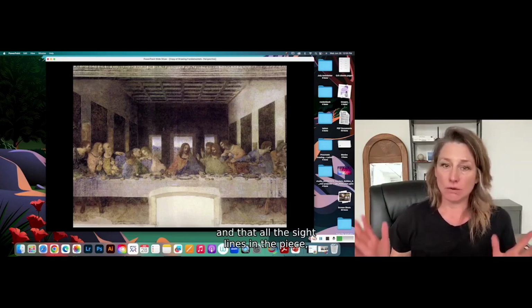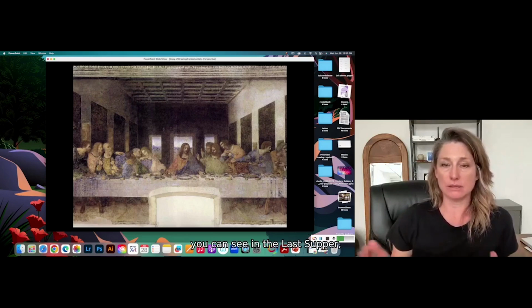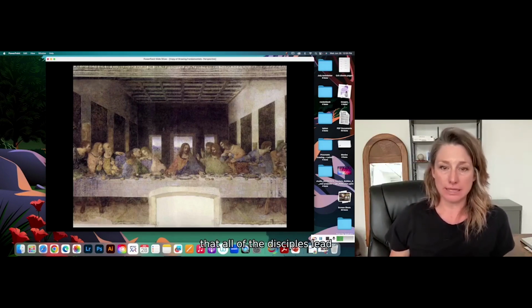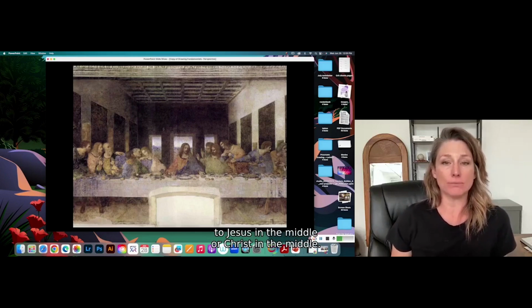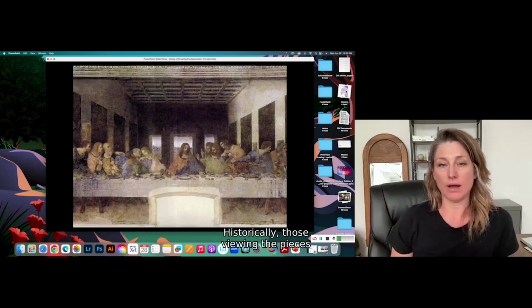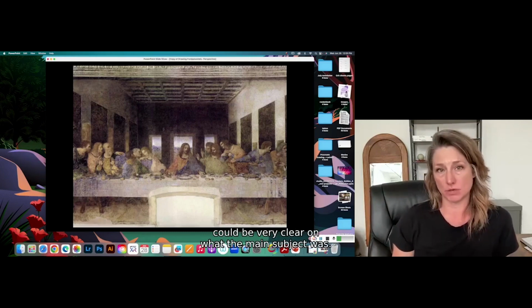middle and that all the sight lines in the piece, so you can see in the Last Supper, Da Vinci's Last Supper, that all of the disciples lead to Jesus in the middle, or Christ in the middle, and that all of the architecture also is leading to that. So historically, those viewing the pieces could be very clear on what the main subject was.